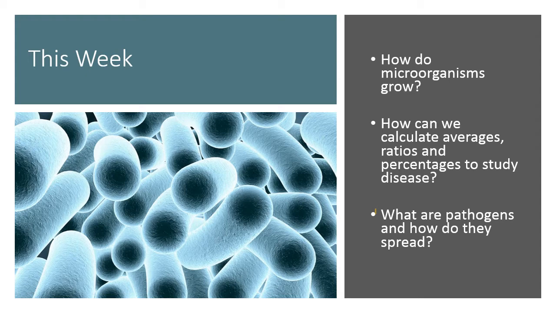So here we go, we have the learning intentions for this week. As I said before, how do microorganisms grow? That's one of the things we're going to be looking at this week. We're also going to be looking at how we can calculate averages, ratios, and percentages to study disease. I know we all like maths, but sometimes in biology we have to do it. And these shouldn't be too tricky, and they're quite enjoyable averages, ratios, and percentages questions we can practice together. And the third thing this week is we are looking at what are pathogens and how do they spread.